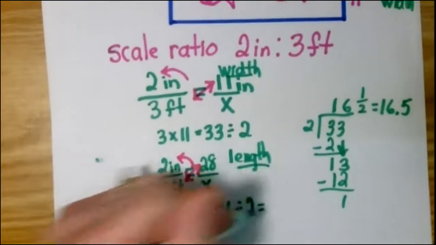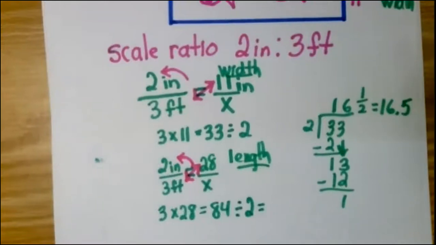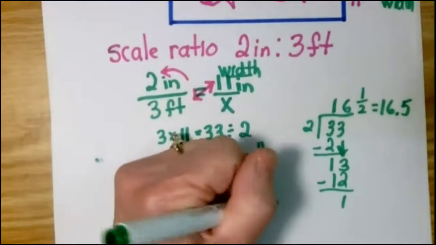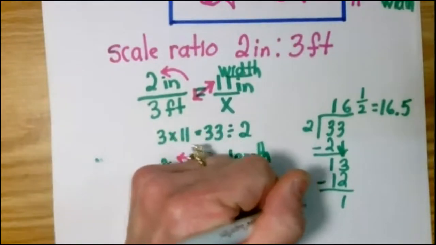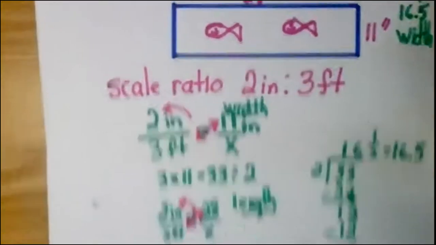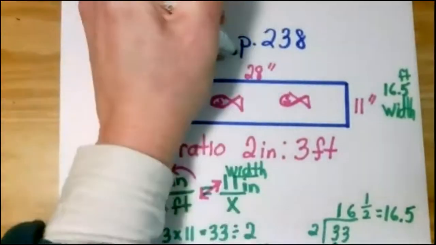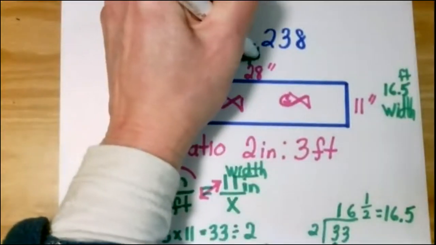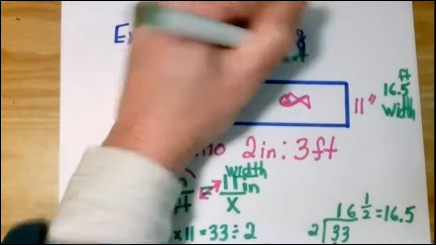You can do 84 divided by 2 on your calculator, or you can use long division, or you can just think in your head, well, 2 goes into 8 4 times, and 2 goes into 4 2 times. So 42 feet. So if I go back up here, I will label my length. My actual length is going to be 42 feet.